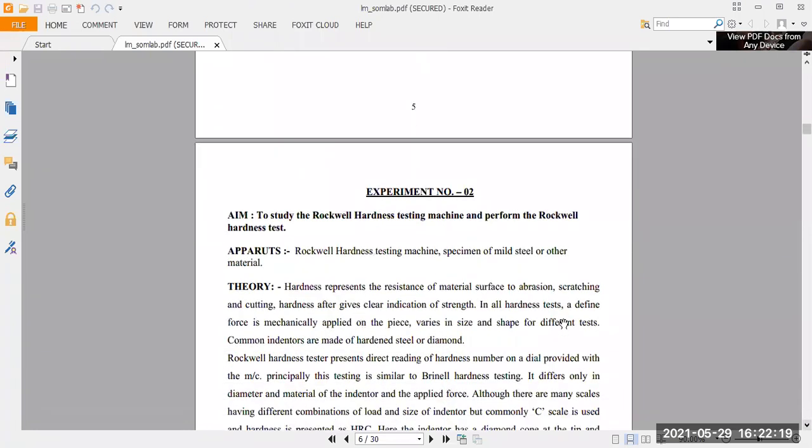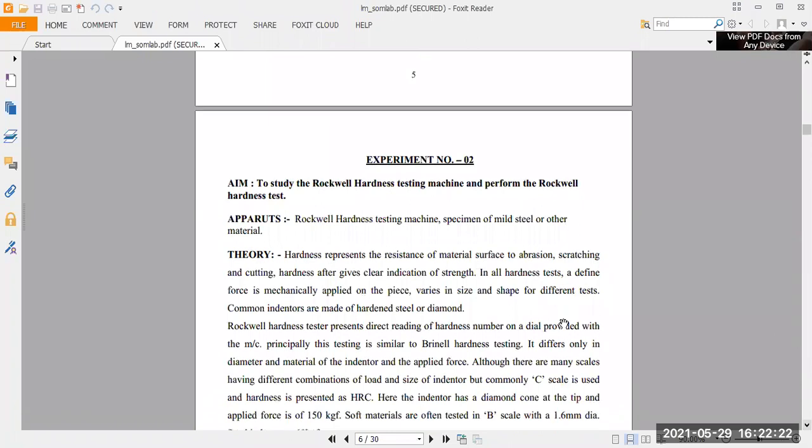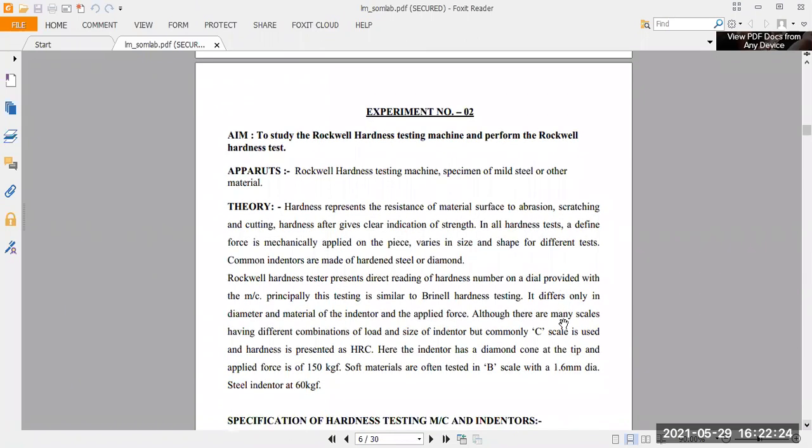Let us study the Rockwell hardness here, what they have done, what the machine is, and what theory they have produced. To study the Rockwell hardness testing machine and to perform the Rockwell hardness test, what is the apparatus they are using? Only the Rockwell hardness testing machine, and they have specimens of mild steel and other materials. It's not written properly. Possibly they are using aluminum and copper also. Generally, these are the standard materials which we are using here.